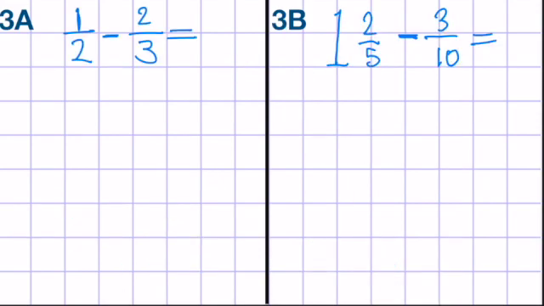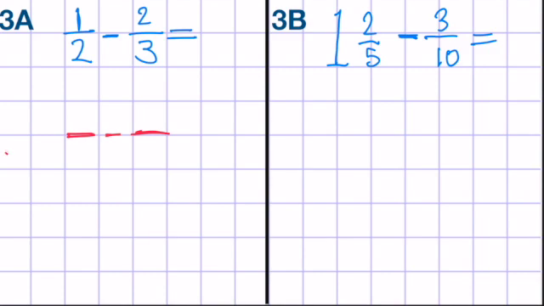Okay, we have 2 sets of subtractions with fractions. Please press pause and then we'll do it together. Okay, 3A, 1/2 take away 2/3. We can't do this at the moment because the denominators are different. So we're going to have to write them out again and find a common denominator.